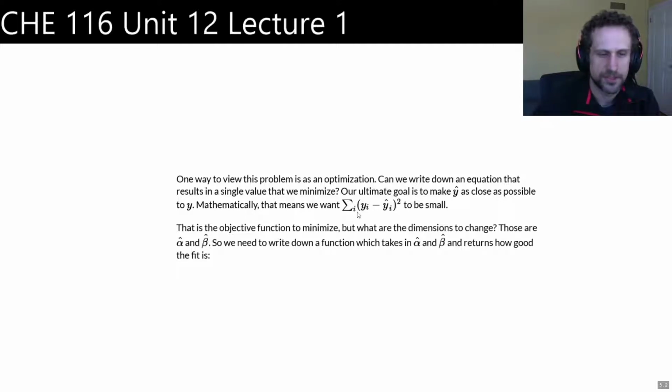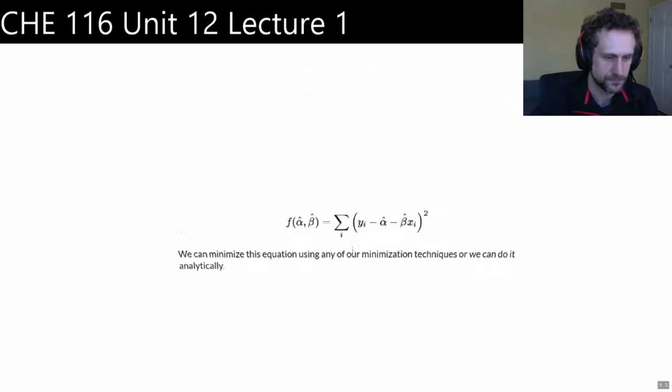So if this is our objective, to minimize the distance between the y's and the y hats, then what can we change? Well, what we can change is alpha and beta. So we're going to change our slope and our intercept until our y's are as close as possible to our y hats. So one of the things we need to do is rewrite this all in terms of our alpha hat and beta hat.